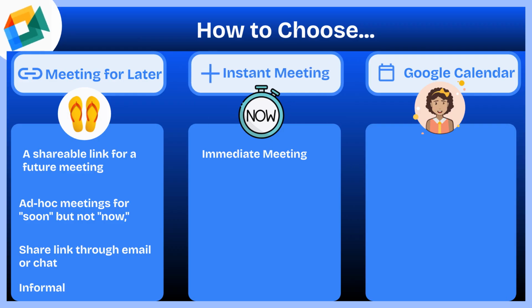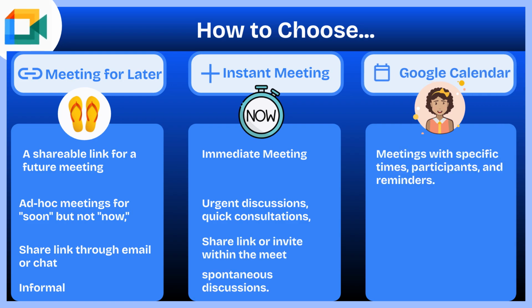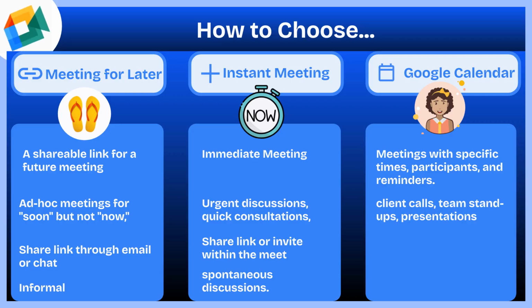The Instant Meet takes you directly into an active Google Meet for urgent discussions. You can then invite others from within the Meet. Its quick delivery is ideal for spontaneous discussions. Google Calendar Meet is the most common method utilized to schedule meetings like client calls, team stand-ups, and presentations with specific times, participants, and reminders. This approach appears in everyone's calendar and therefore tends to be more formal.